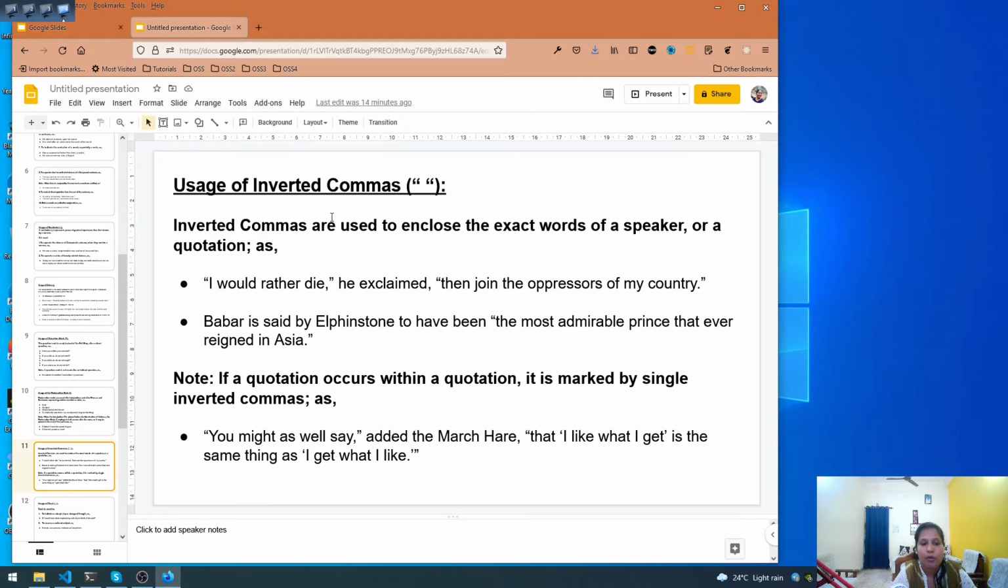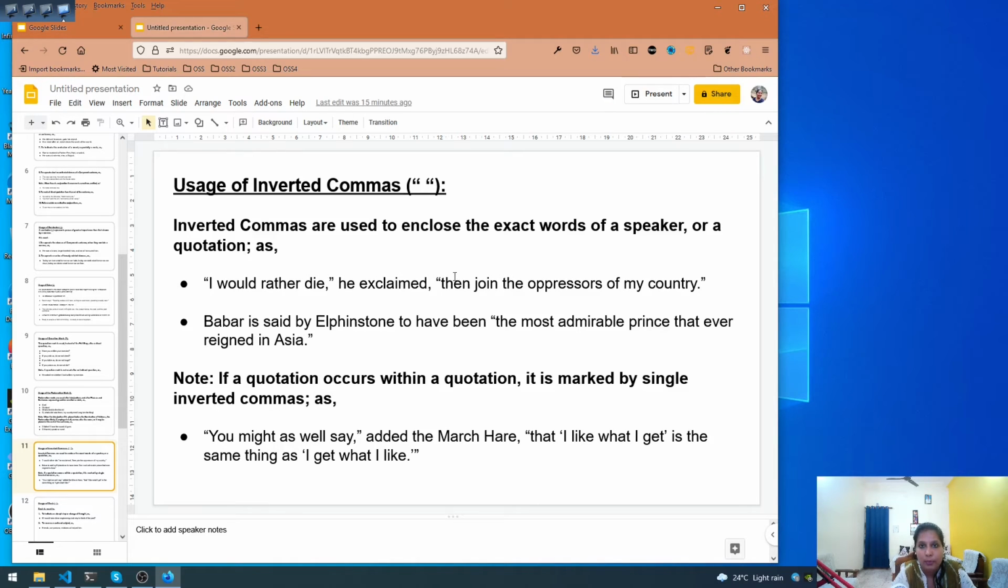Then, usage of inverted commas. We know that when we are quoting, or saying what the other person said, telling the exact words of the other person, at that point we put that statement inside inverted commas. So inverted commas are used to enclose the exact words of a speaker.